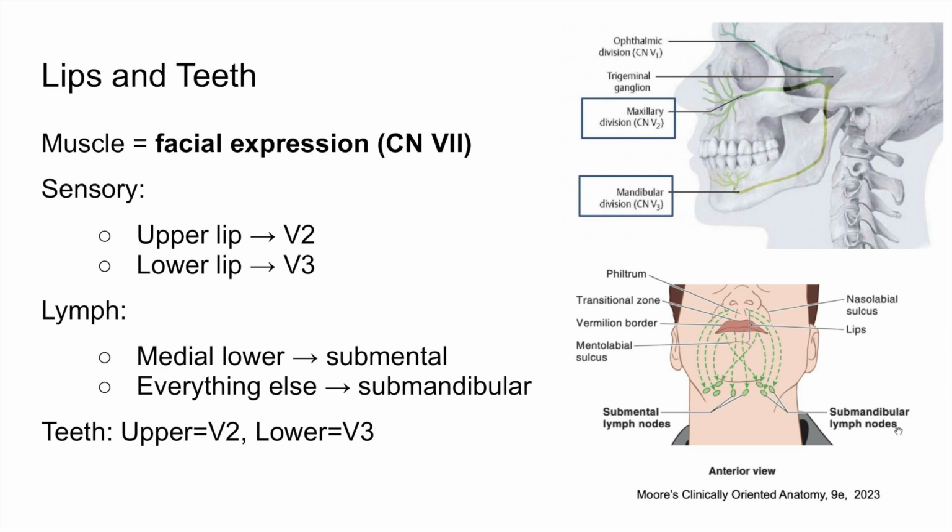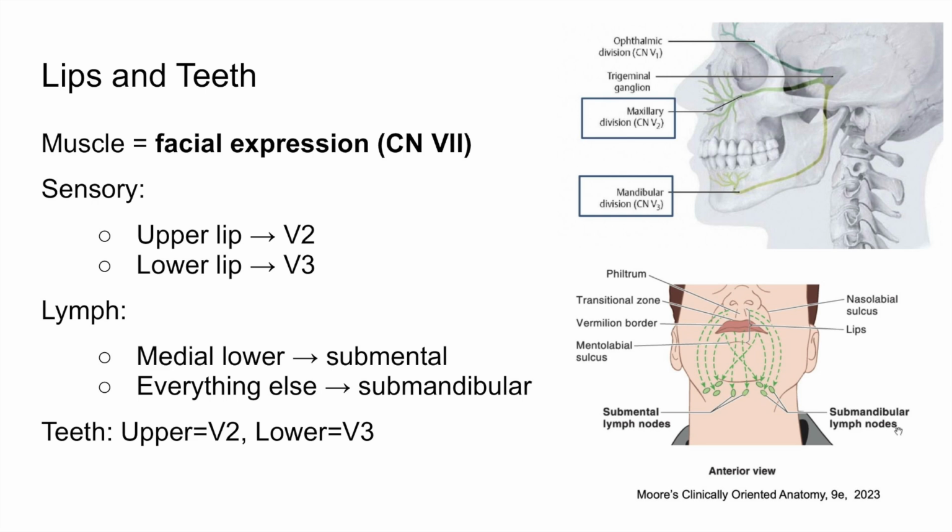Lymphatics are where people like to slip up here. So the key exception is the midline lower lip, which drains to the submental nodes. Everything else, the lateral lip and essentially all of the upper lip, goes to the submandibular nodes. So the rule is midline lower is going to be your submental, and everything else will be submandibular. Clinically, this matters for things like lip cancers or infections when you track the spread based on drainage patterns.